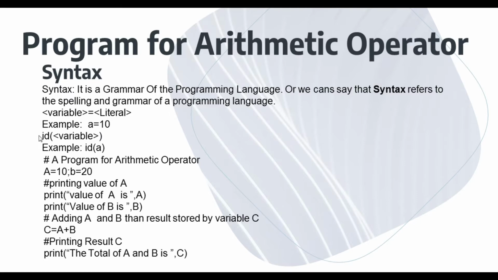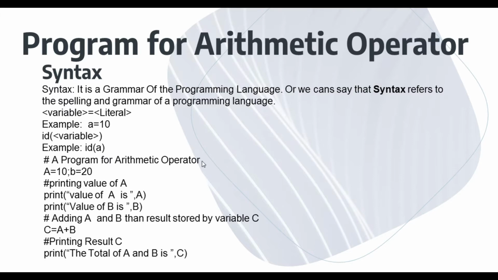Next, I am telling you the syntax id within round brackets with variable in angle brackets. It means the variable is changeable. Here the example is id(a). So student, do you know what the id function is? The id function prints, or tells us, the reference or location of the variable.